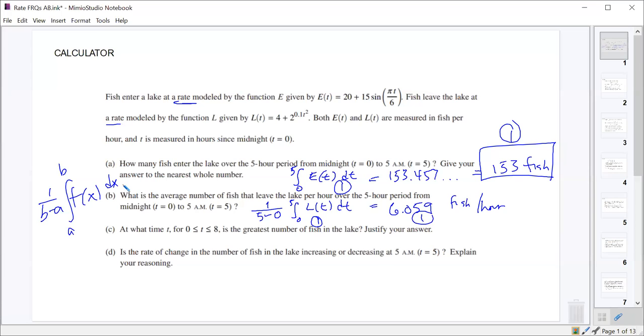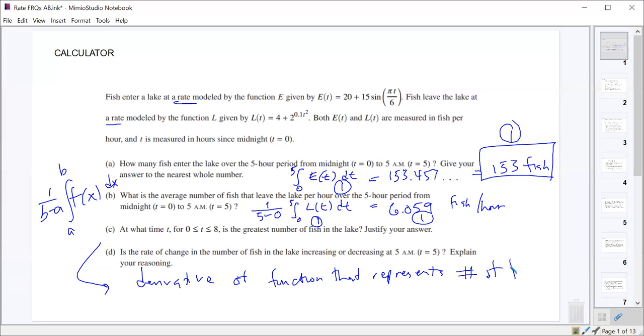Right, we want the derivative. We want the derivative of the function that represents the number of fish to equal 0, right? Because that's when we can have a max or a min. Is if the derivative of the thing we're looking for the max or min of equals 0. True? Would you all agree with that?